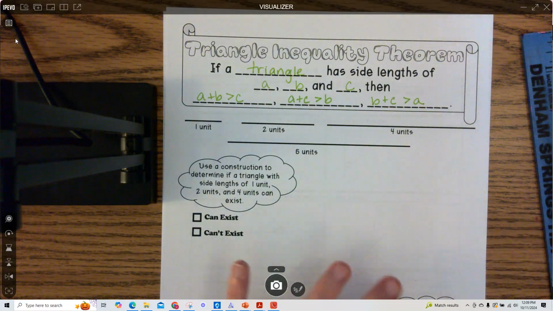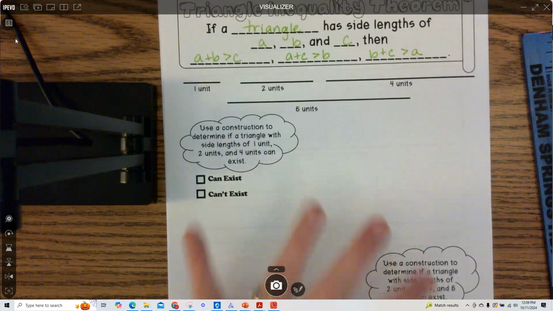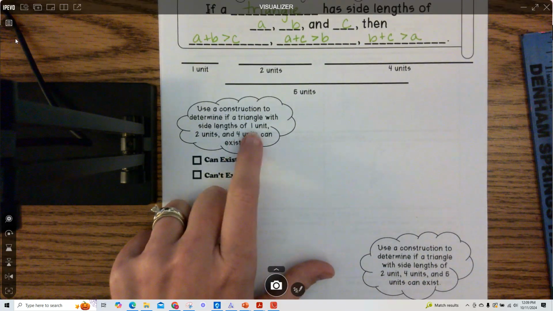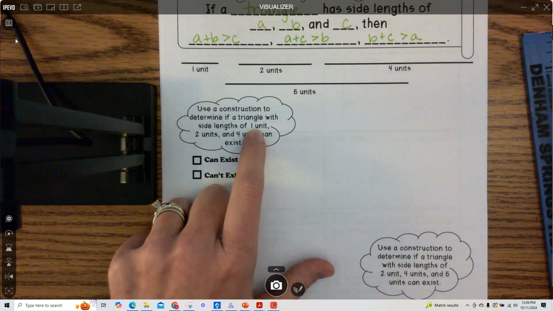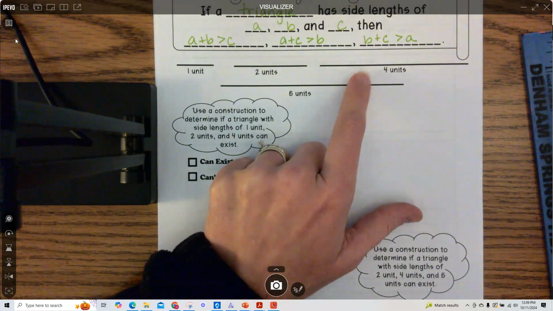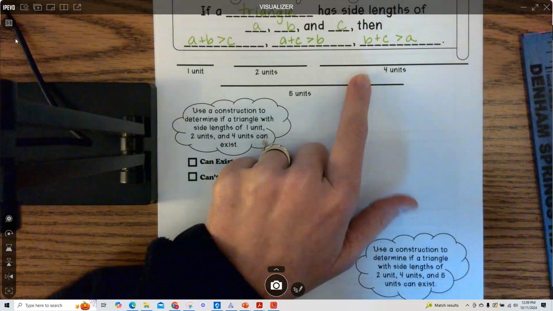Okay? So we're going to use constructions to determine if these side lengths can make a triangle or not. Okay? So this one says a triangle with side lengths of 1 unit, 2 units, and 4 units. So I'm going to start with the 4 units. We're going to copy this line using the compass.